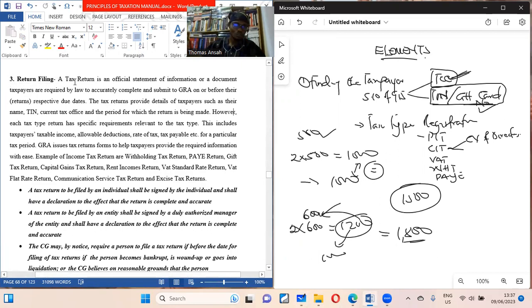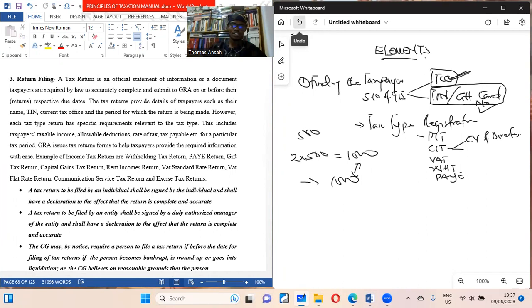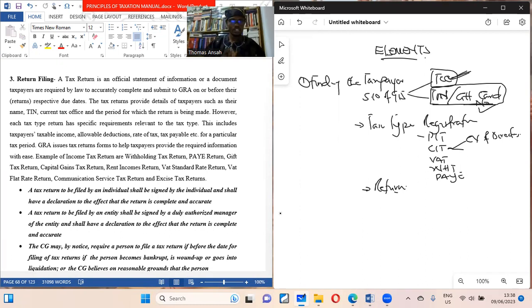Now, what is a return? What is a tax return? A tax return is an official statement of information of the taxpayer. So a return is information that you provide on a document to the Commissioner General of Ghana Revenue Authority. You get to understand the return is more of an information that you are giving to the Commissioner General. There are so many forms of the return depending on the tax type. So an official document on which you provide information to the Commissioner General is what we deem as a return.